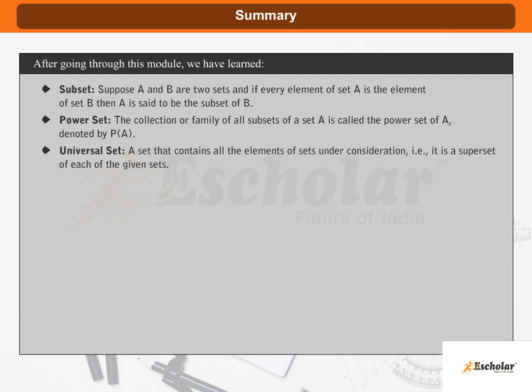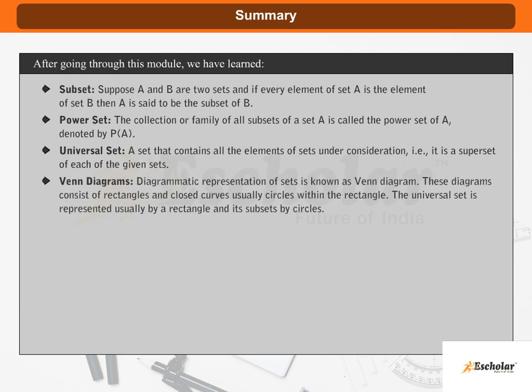A set that contains all the elements of sets under consideration, that is, it is a superset of each of the given sets. Venn diagrams. Diagrammatic representation of sets is known as Venn diagram. These diagrams consist of rectangles and closed curves, usually circles, within the rectangle. The universal set is represented usually by a rectangle and its subsets by circles.